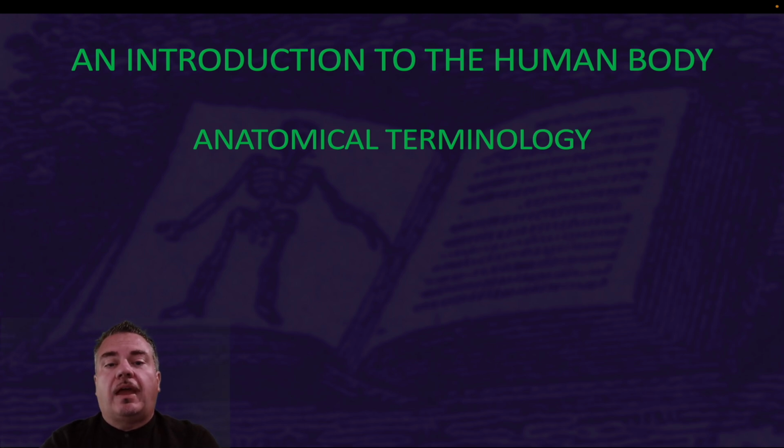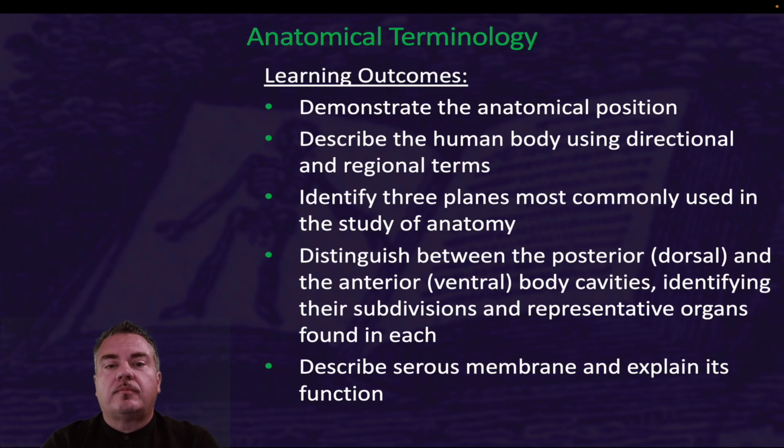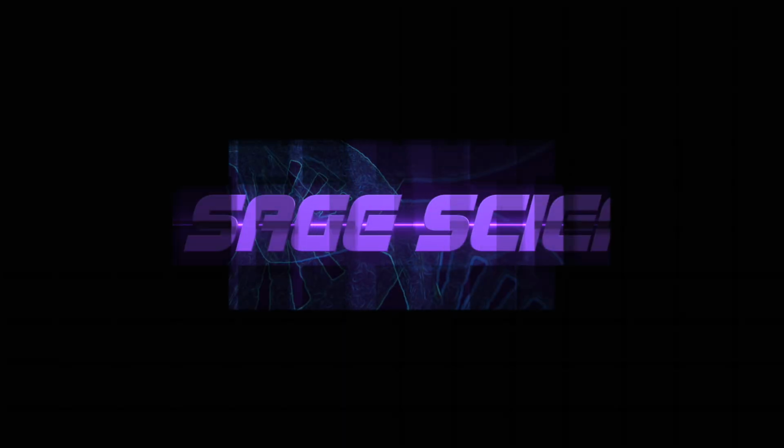Today's topic, anatomical terminology. By the end of this video, you should be able to demonstrate the anatomical position, describe the human body using directional and regional terms, identify the three planes most commonly used in the study of anatomy, distinguish between the posterior or dorsal and anterior or ventral body cavities, identifying their subdivisions and representative organs found in each, and describe the serous membrane and explain its function.